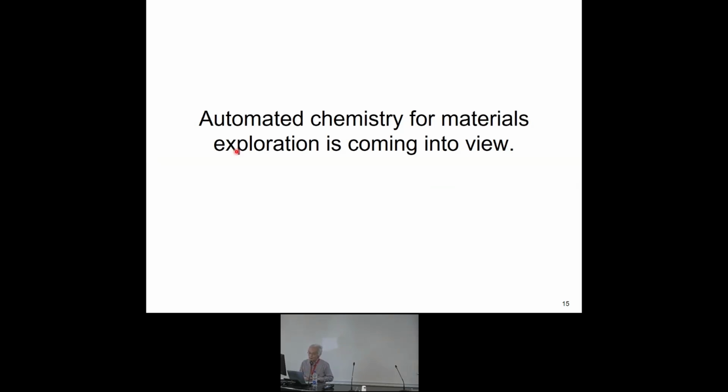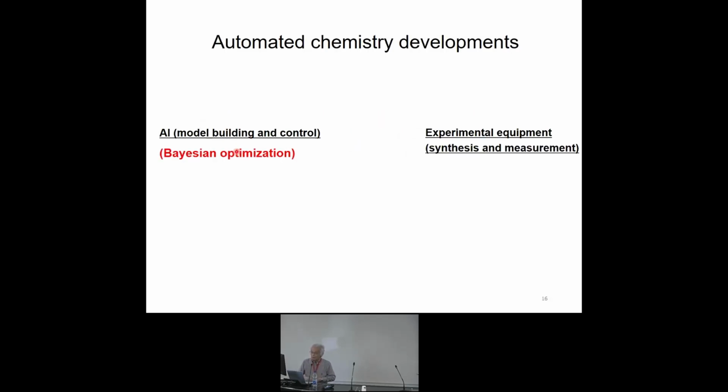Accordingly, we can imagine automated chemistry for materials exploration is coming into view. This is the slide of the automated chemistry development. By using Bayesian optimization, we can get the next candidate of materials to be synthesized. So all the information is input into experimental equipment, namely a robot. So the robot synthesizes and measures the property of the product.